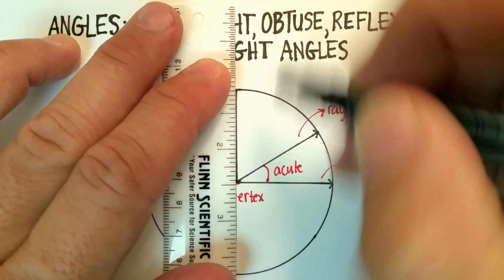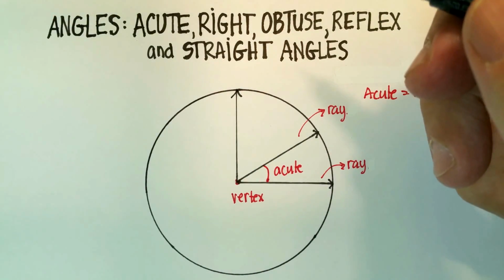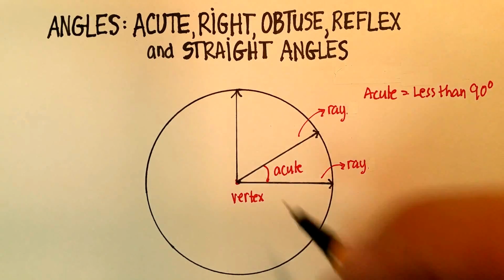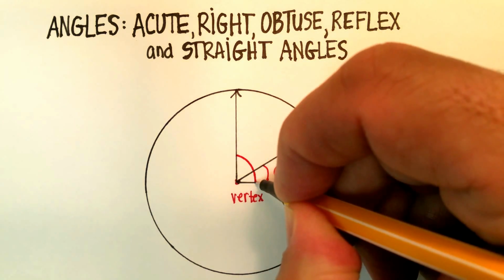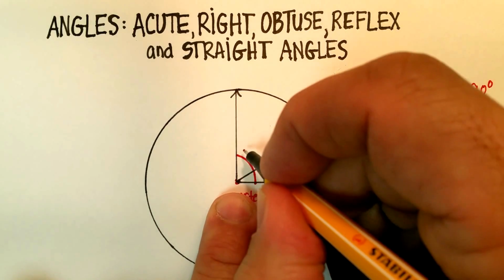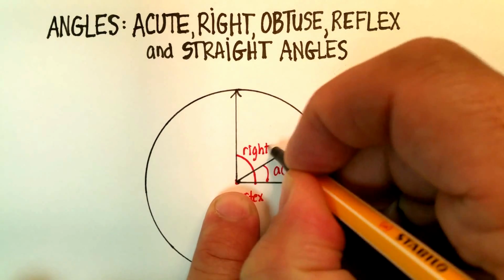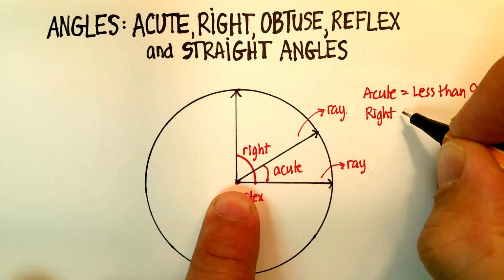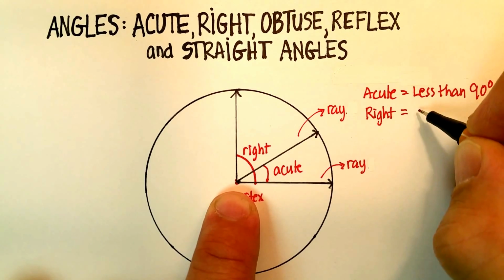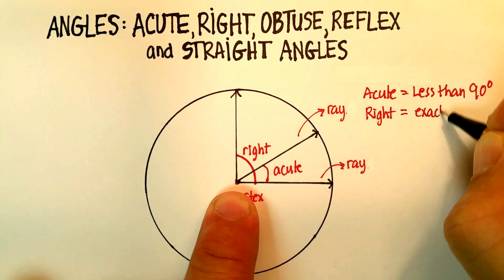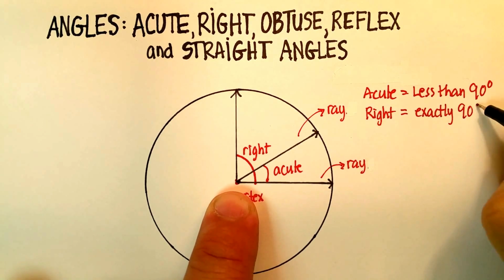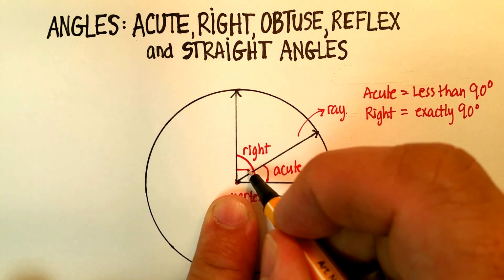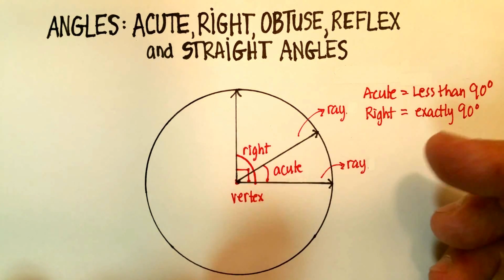All right. Now, if I were to do exactly a quarter of this circle, so let me just do it this way, draw another ray that goes up to there, that would be what's called a right angle. So let me just do it like that. A right angle has exactly 90 degrees. Kind of important. And they're also known as perpendiculars. So sometimes you see right angles identified with that little square.